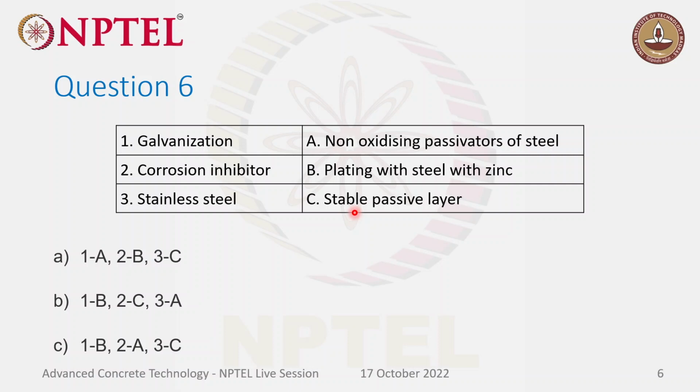If you know what galvanization is, then the answer is very clear. And what happens with stainless steel regarding corrosion, and what a corrosion inhibitor does to steel. If you know these points, it's easy to pick the answer. Please give your answer in the chat box. I have not launched this question in polls.